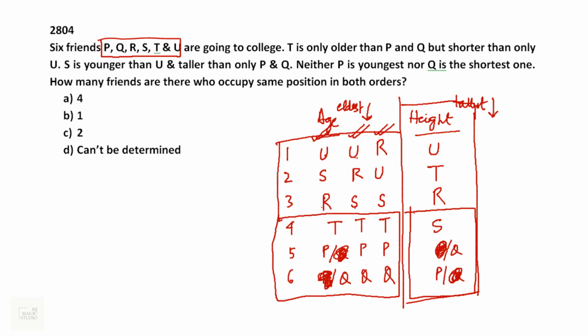Do you think that we are in a position to actually identify how many friends occupy the same position? It says S is younger than U. U is elder than S. It can be at any place. Any one out of these three may be correct. And if that happens, we are not in the position to find the answer. I'll select D, can't be determined.